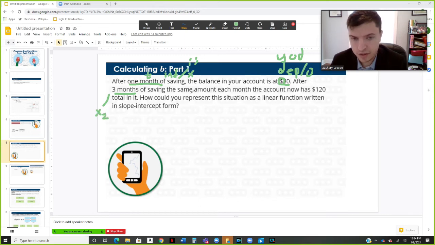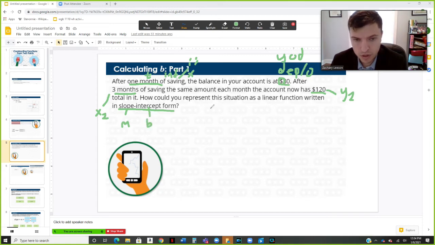And then after saving the same amount each month, the account now has $120 total in it. I've got $120 now. After 3 months of saving, I have $120. That's another y value. So I'm going to call that y sub 2. It's associated with these 3 months. So it says, how could you represent this situation as a linear function written in slope-intercept form? So slope, that's m, right? And intercept, the variable there is b, right?